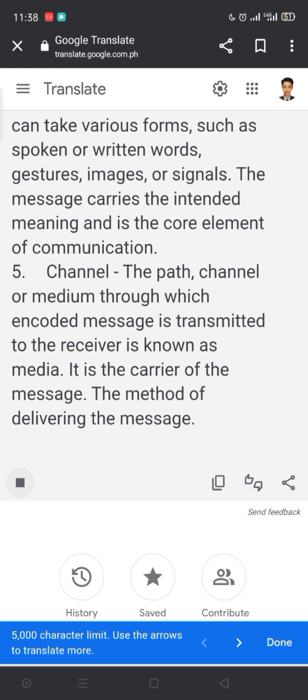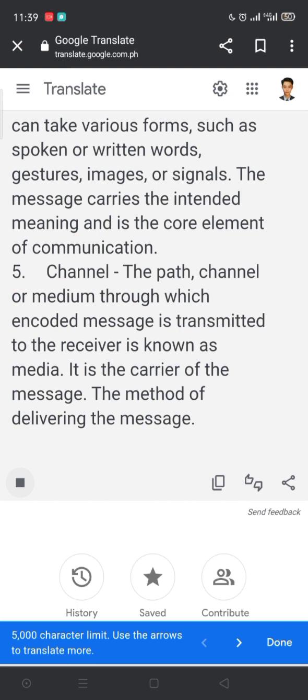3. Encoding. Encoding is the process of converting thoughts, ideas, or information into a form that can be transmitted to the receiver. The sender encodes the message using a specific language, symbols, or nonverbal cues to effectively convey the intended meaning. 4. Message. The message is the information, idea, or content that the sender wants to communicate to the receiver.